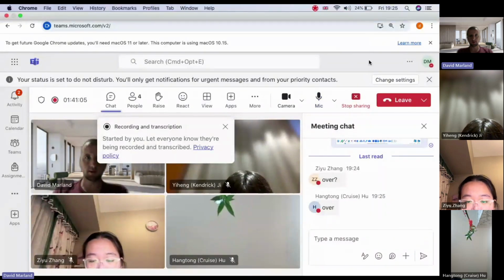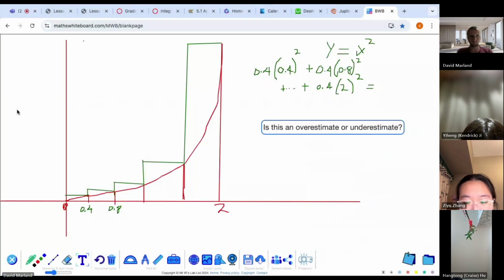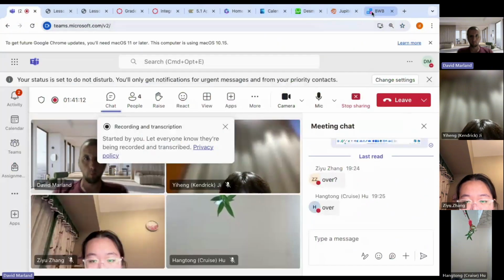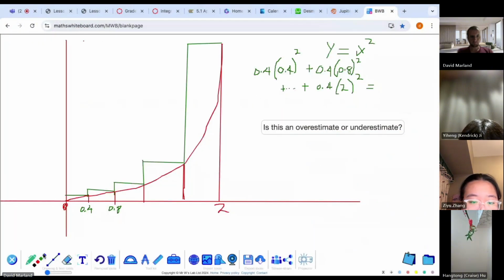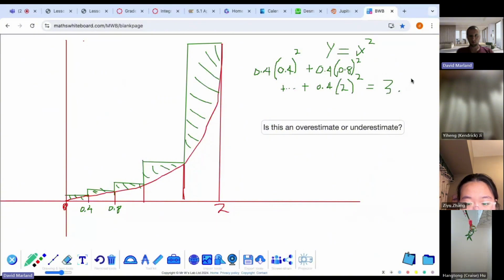Okay, so this is an overestimate. Okay, so I'll show you why. If you look, this is above the region. Above the region, so this is going to be an overestimate. Okay, so what do we calculate? This is 3.52.